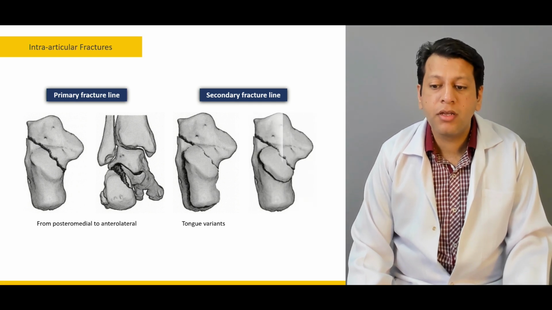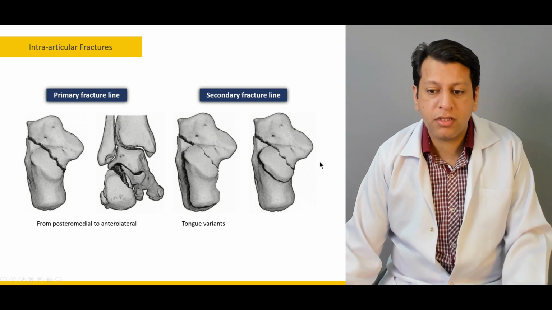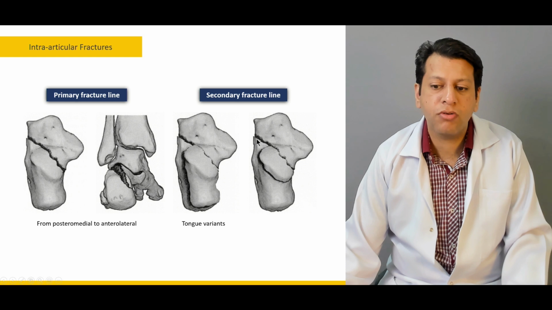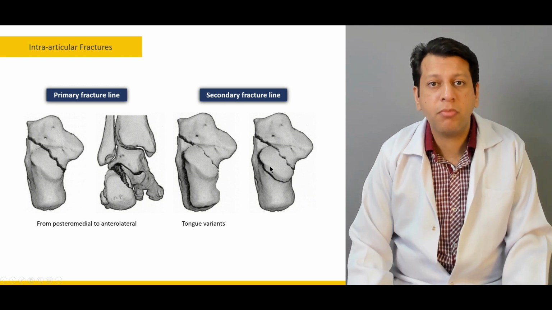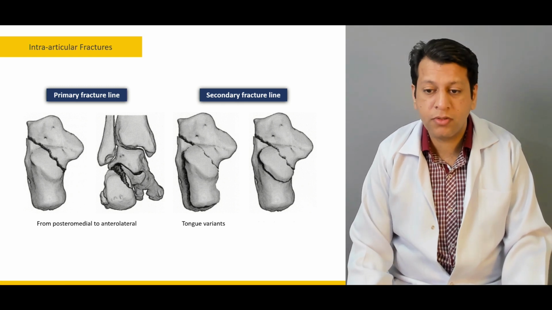Or it could be depression of the joint, where the primary fracture line goes from posterior medial towards anterior lateral, and it has resulted in depression of the subtalar joint. Although the talus is not fractured, the subtalar joint is actually depressed.